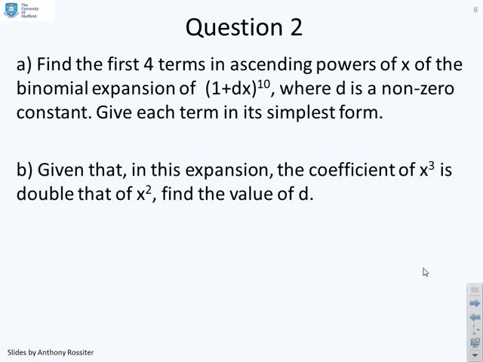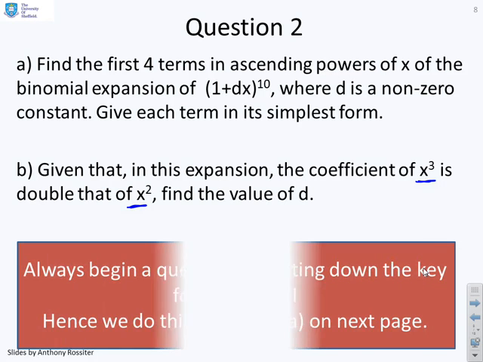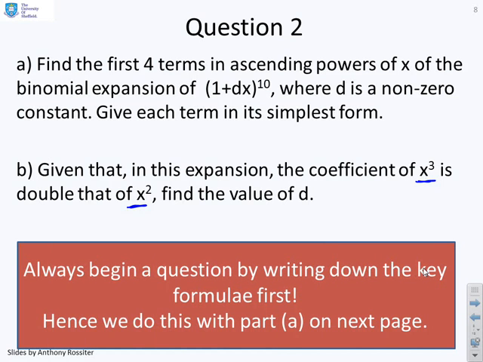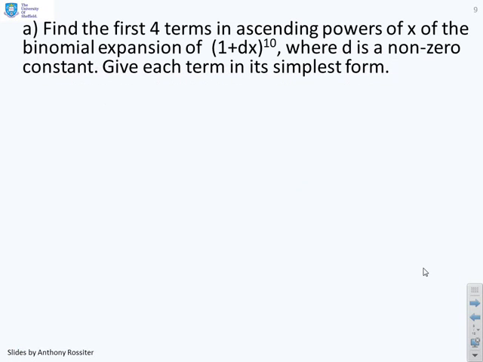Next question then. Find the first 4 terms in ascending powers of x of the binomial expansion of 1 plus dx to the power 10, where d is a non-zero constant, and give each term in its simplest form. And once you've done that, you're given the coefficient of x cubed is double that of x squared. Find the value of d. So again, a reminder, what we're going to do is write down the key formula before we start. So let's go to part A then.